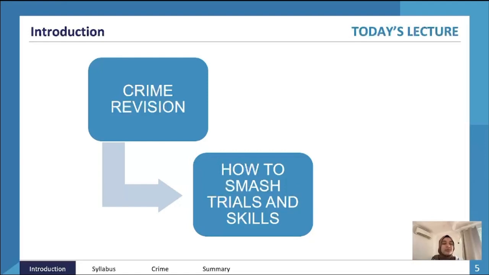We're mainly going to split it into two different sections, which is crime revision and how to smash trials and skills. Obviously it doesn't only have to be trials, but I know trials is that looming exam you've got coming up. So this is really just a how to smash legal studies component anyway, so even if you don't have trials coming up, or any assessments, I think it would still be of benefit.